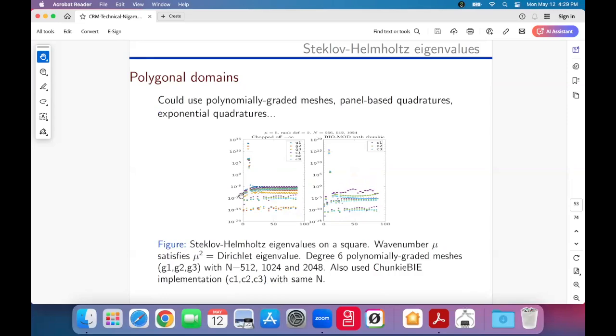You can use polynomially graded meshes. You can use something called panel-based quadratures. You could do these exponential quadratures, and you could try different ones, see which ones are working. In this particular problem, it turned out for us that the graded mesh one worked well. We also tried an implementation that's available for MATLAB. It's called Chunky BIE, which I highly recommend. You could try that. We found that we didn't tweak the parameters you could throw in there very much. The errors were marginally worse than ours.